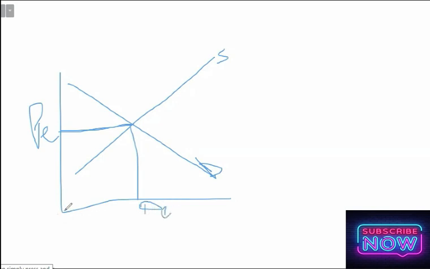Okay, so we have the zero here, we have the quantity here, and then we have price on top. So this point is what we term as the equilibrium point. So it means that at point E, both the suppliers and the consumers are willing to exchange. So this is what we call the equilibrium price and then the equilibrium quantity. That is the point of intersection.